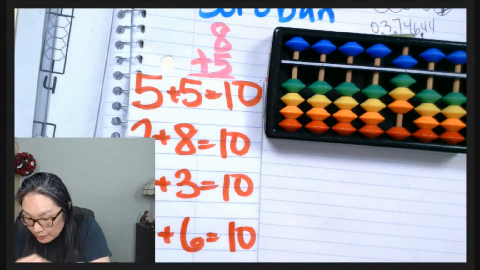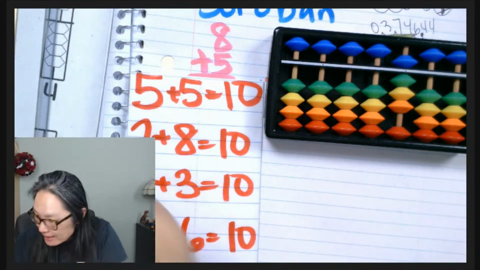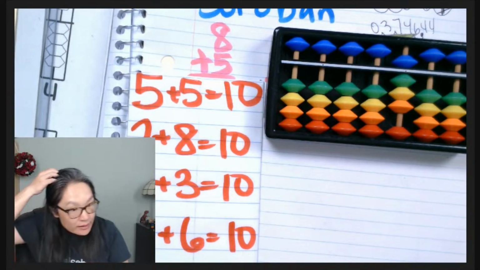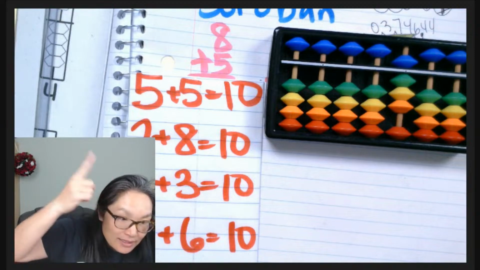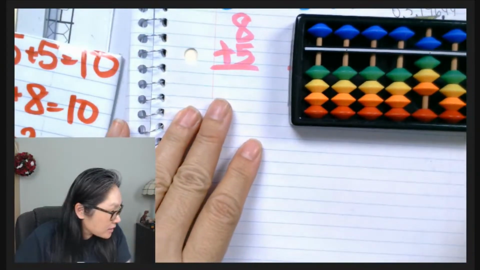Now I'm just cleaning up because I have a lot of props. How do we make a 10? Do we remember how to make a 10? Yes. Add the 10, subtract the 5. Yes, exactly. So what we're going to do is add the 10, subtract the 5.